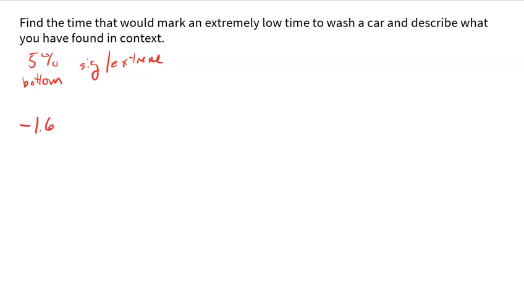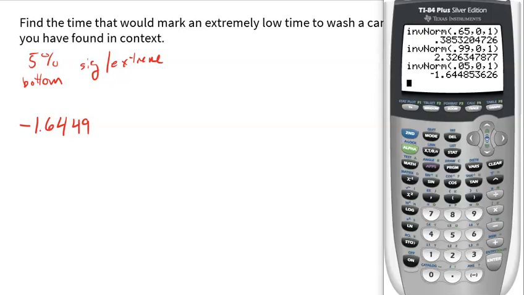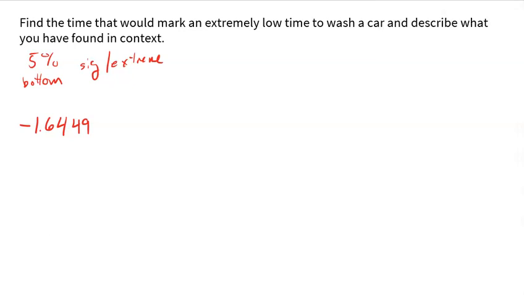So any Z-score of negative 1.6449, I want to make sure I said that right. Yep. Anything below that would be extreme. So now all I have to do is solve for what value actually represents that. And I'm using my Z-score formula because this is a Z-score.